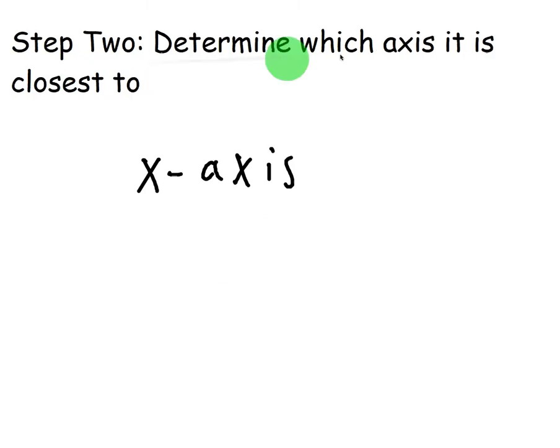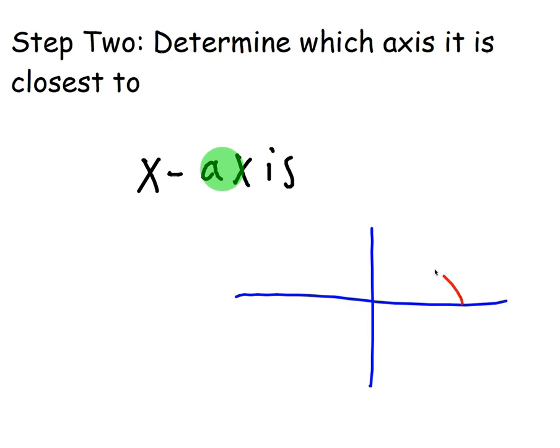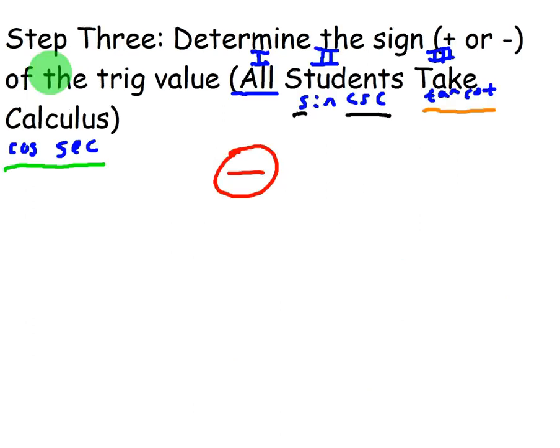Step 2, determine which axis it's closest to. Well, like we just saw, 195 is closest to the x-axis. It's closest to 180. Instead of hopping back to that slide, I'll just show you. Okay, so 195, which is about right here, is clearly closest to the x-axis. And I need to probably draw that angle coming out.